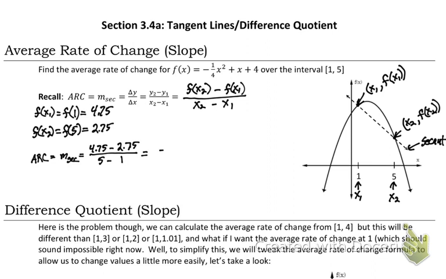If we do that work, we end up with a slope of negative 1/2. That is our average rate of change. So average rate of change would be going down 1/2, down 1/2, down 1/2, and we would get to that point. That is our average rate of change. It is based upon that secant line that we have there.